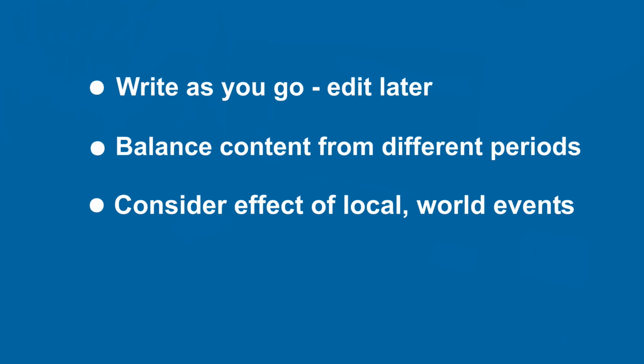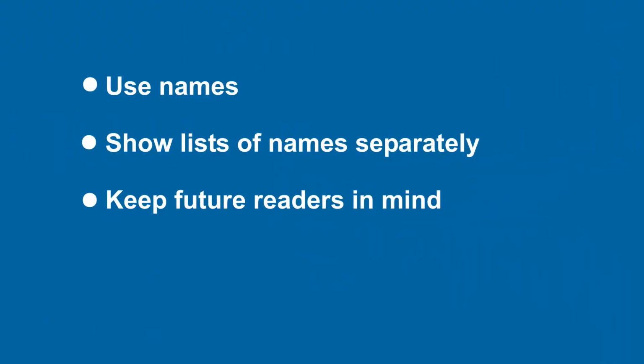Think about events in the community or nation that might have impacted your congregation. Things like national affairs, natural disasters, pandemics, growth in your community, and new technology. How did these things affect your church or its members? Try to use names. People love to see their names in print, but avoid long lists of names. If you want to include a list, set it apart in a box so it won't slow down the flow of your narrative.